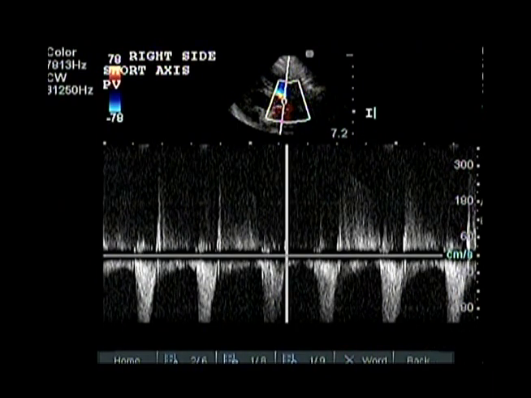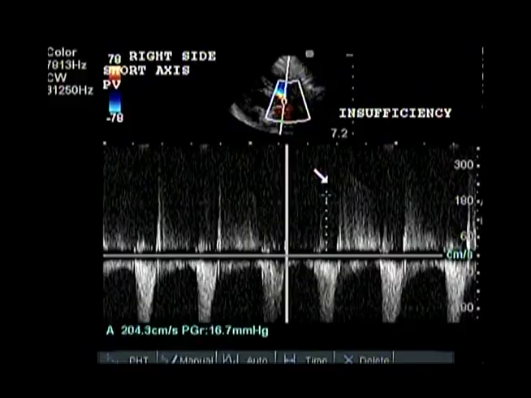Flow velocity is relatively high at 300 centimeters per second, but the right ventricular chamber does not appear enlarged. To be clinically significant, a valvular insufficiency must result in enlargement of the chamber it is leaking into, indicating a volume overload.